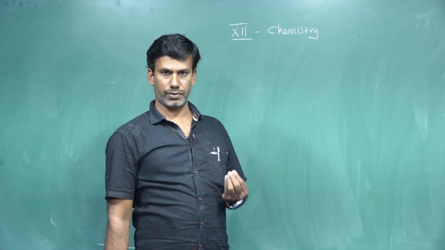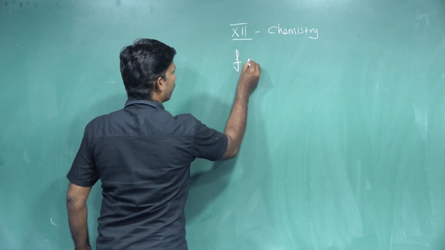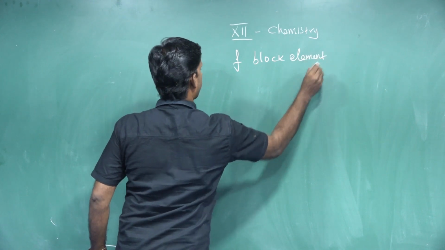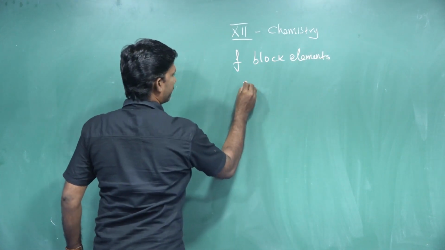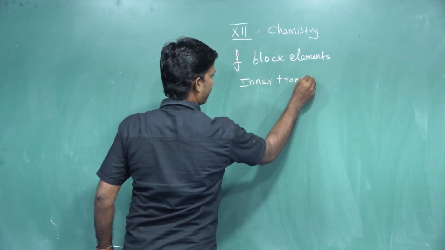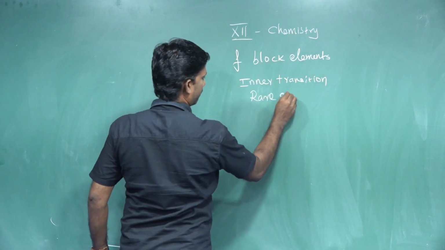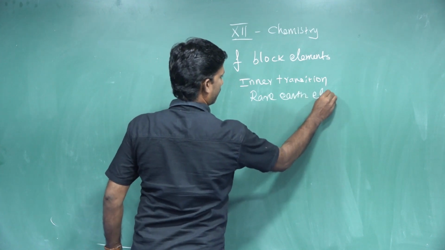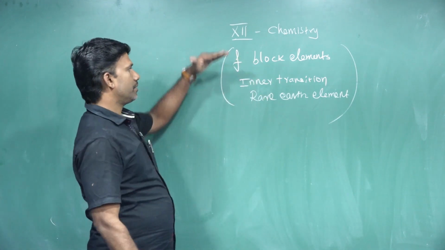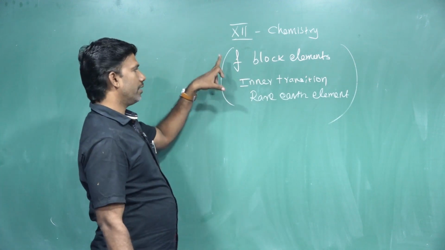Today, let us move on to the F block elements. F block elements are inner transition elements or rare earth elements. All those three are the same. So F block element, inner transition element, or rare earth element, all are the same. Why are they called by different names?